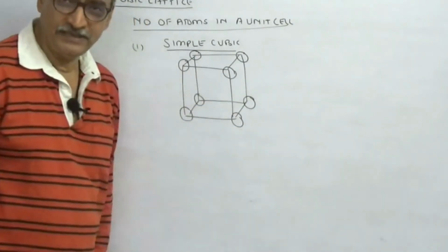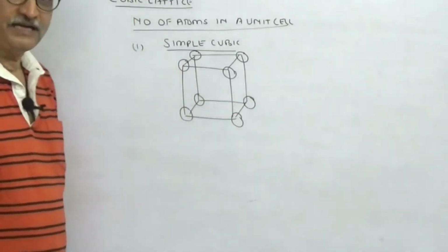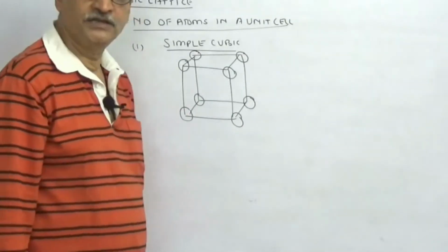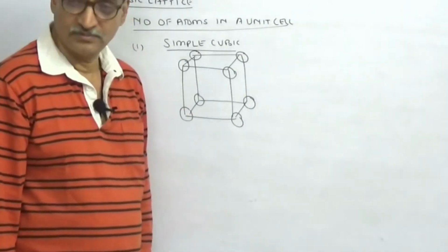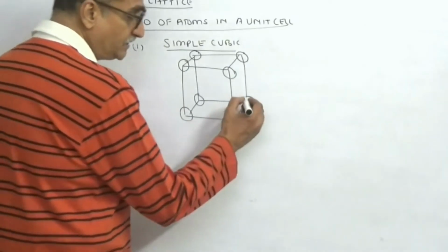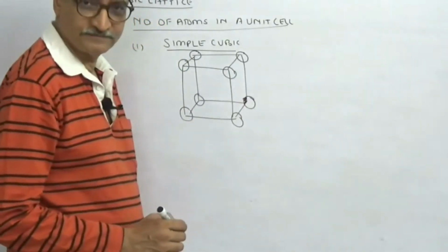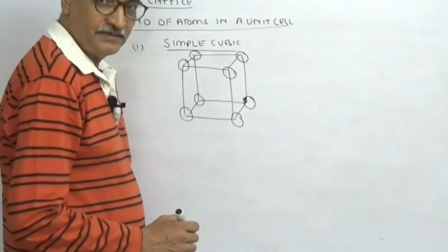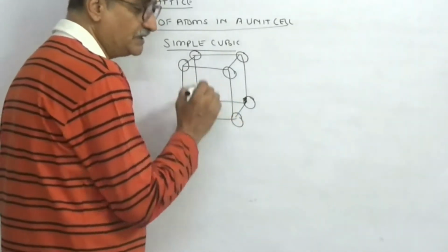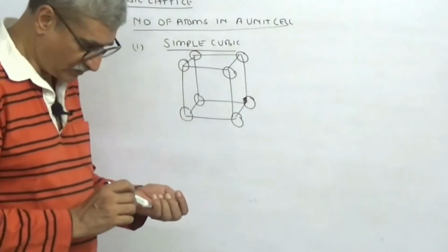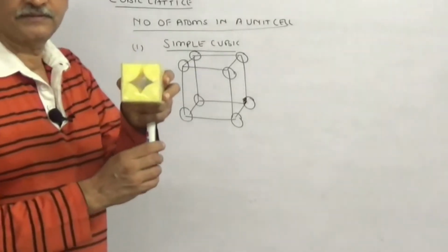But does that mean that this unit cell has 8 atoms? No. Because these atoms in the corner are shared by many other unit cells. Correct? So its contribution to this unit cell is just a fraction. I'll bring all those models. I forgot the model for simple cubic.